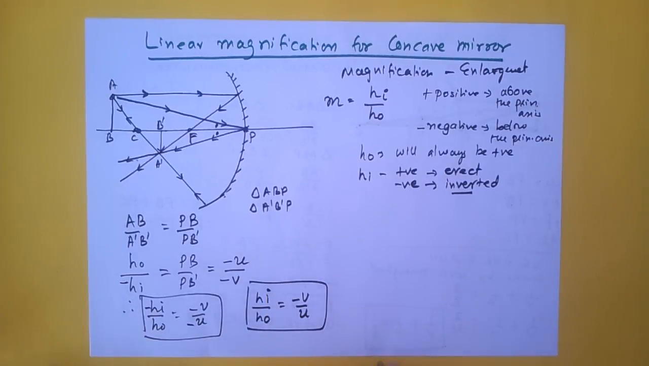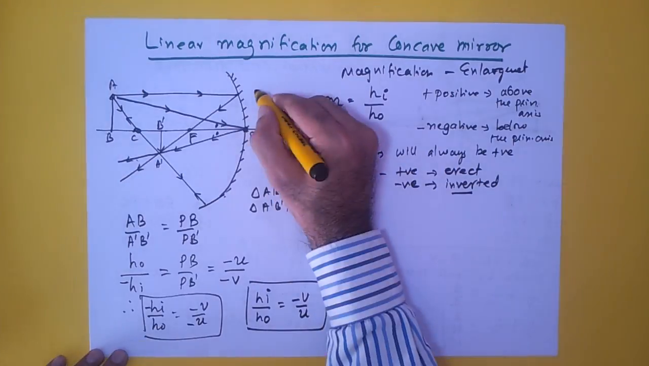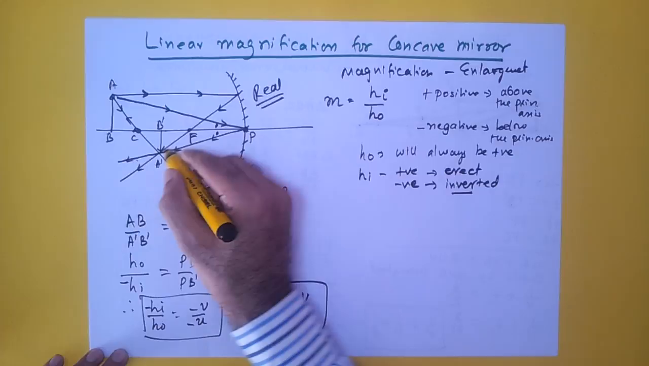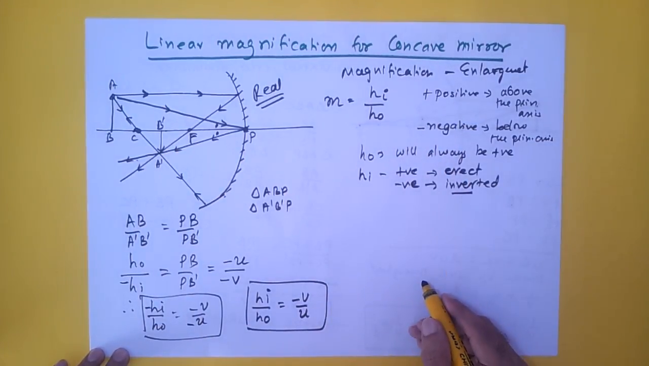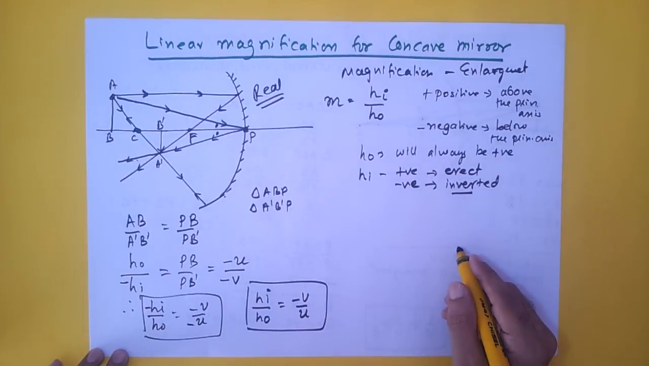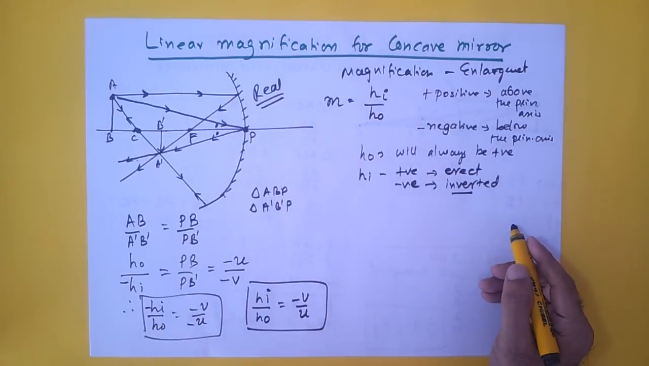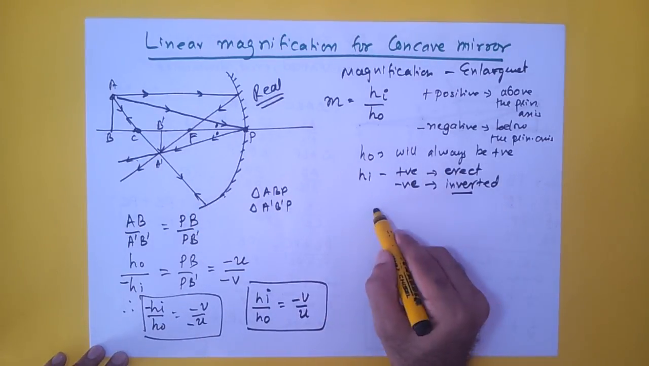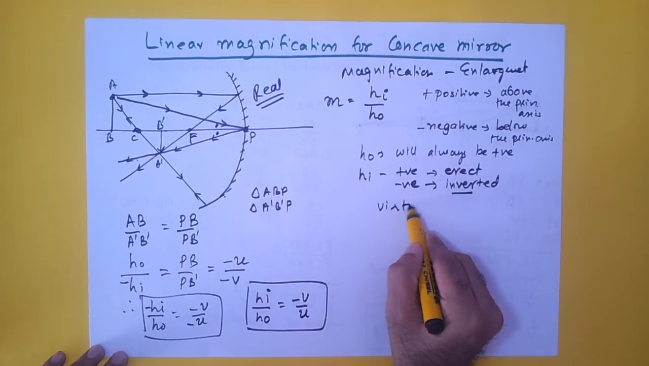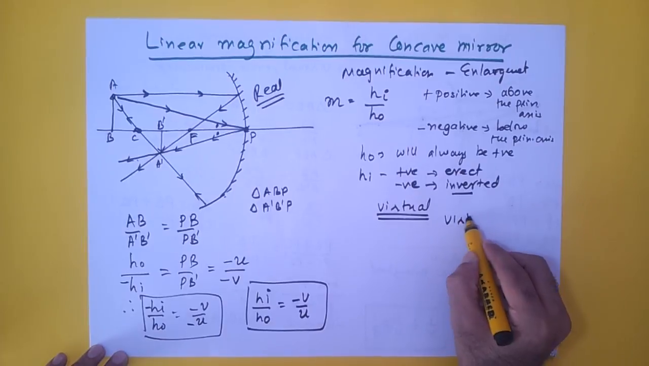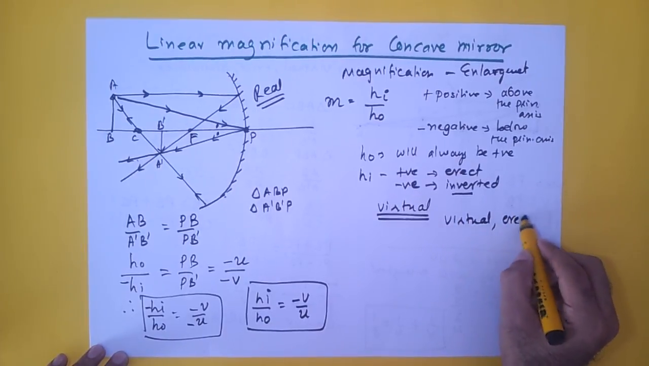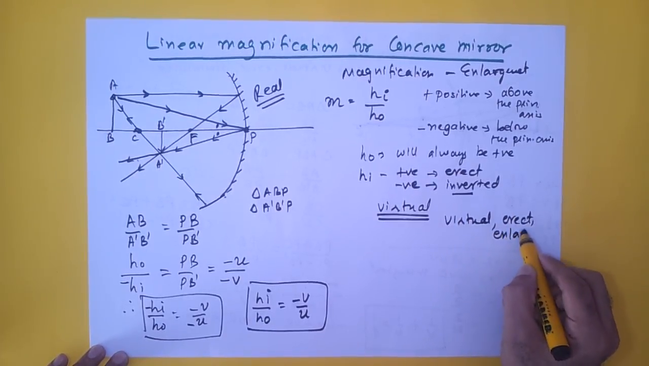So this is how we can find out the ratio of linear magnification. Now in this case we had taken a real image. Image is on the same side as the object. In case of a concave mirror, there is also possibility that we might have a virtual image. And when we have a virtual image, what happens in case of a concave mirror is the image is virtual, erect and enlarged.